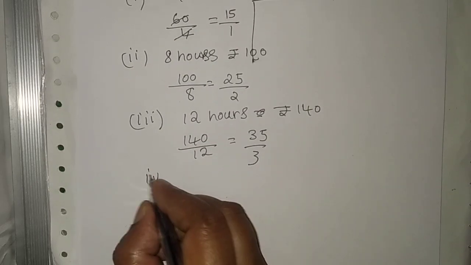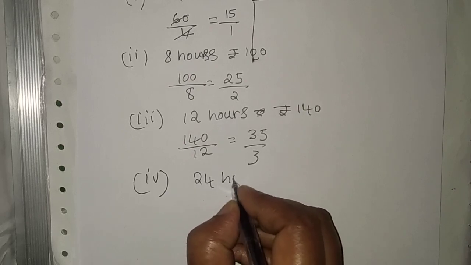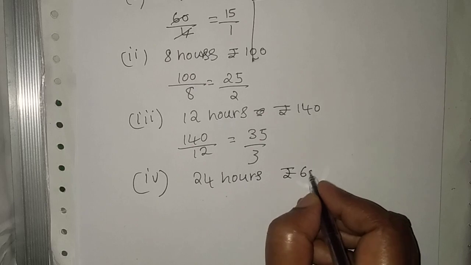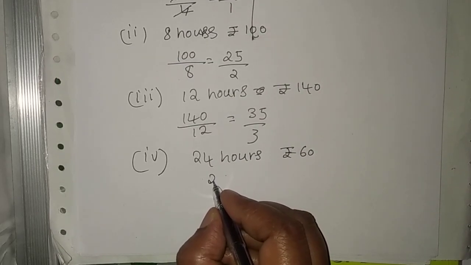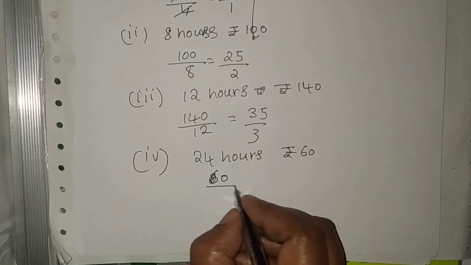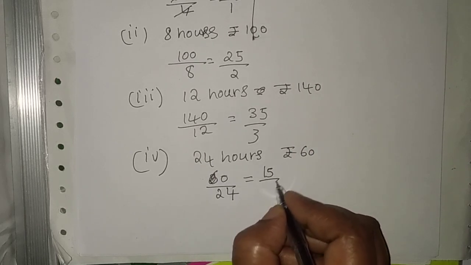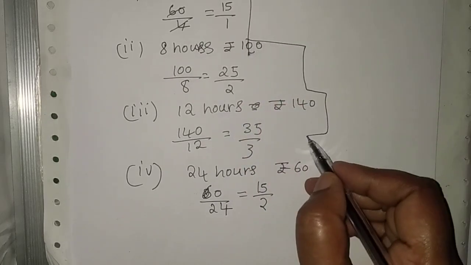The fourth one they have given is 24 hours, rupees 180. So 180 by 24 gives 15 by 2. So what do we have to conclude here?